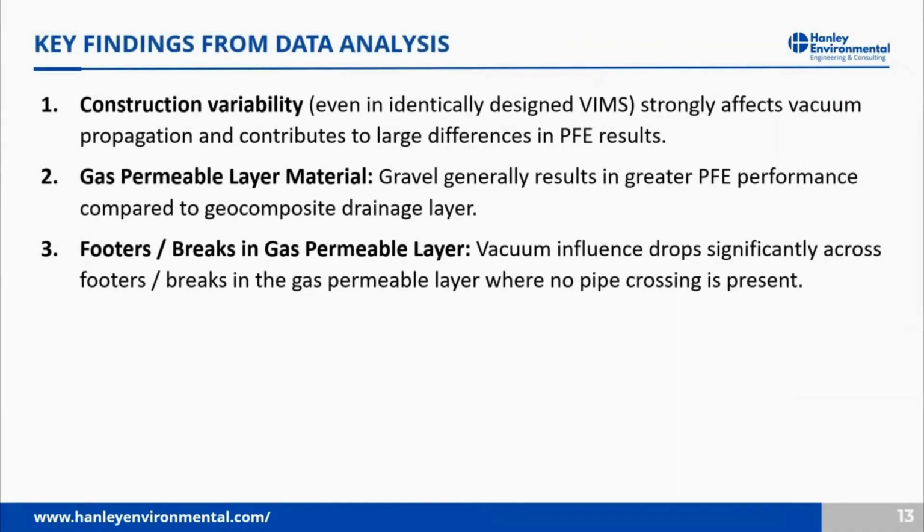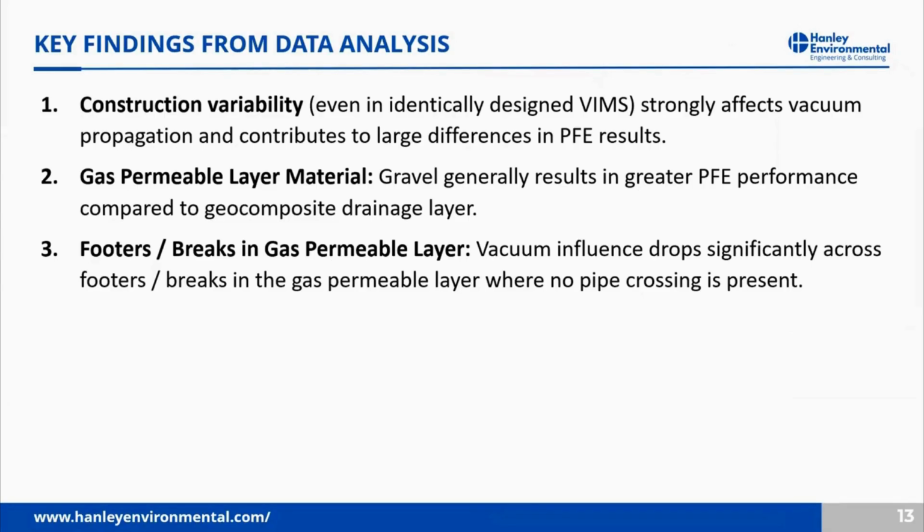So just wrapping up key findings that we saw. Number one, construction variability. Between 10 identical buildings, we saw big differences in the amount of vacuum propagation. Number two, the effect of the gas permeable layer material. One takeaway here is when we design systems with drainage mats instead of gravel, I think we'll probably decide to use tighter spacing in the risers than we might otherwise.